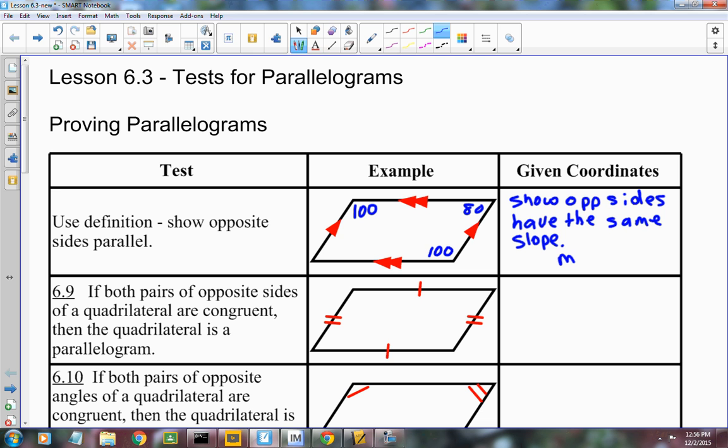Okay, and remember your slope formula. Y2 minus Y1 over X2 minus X1.